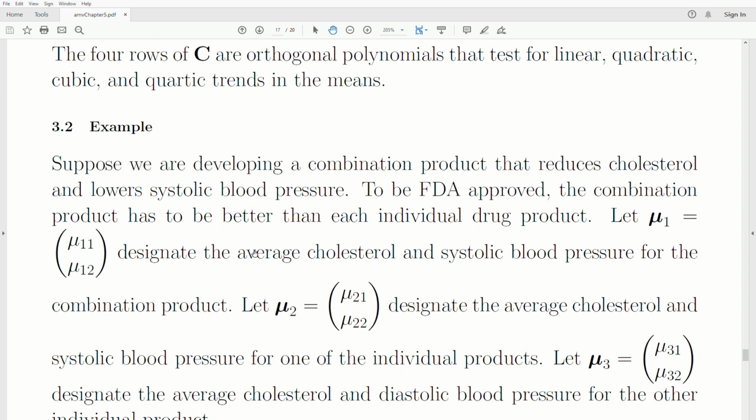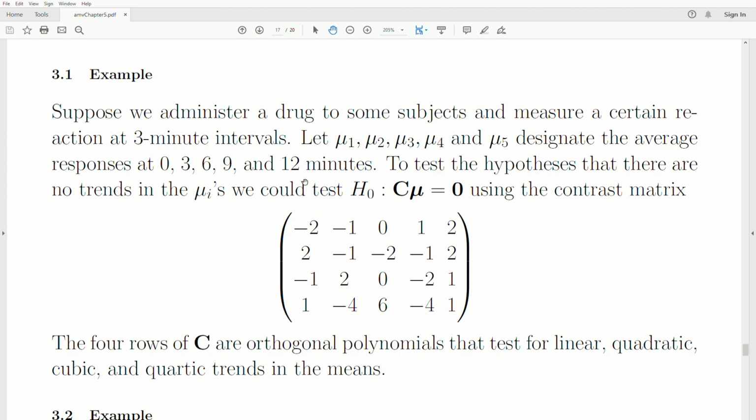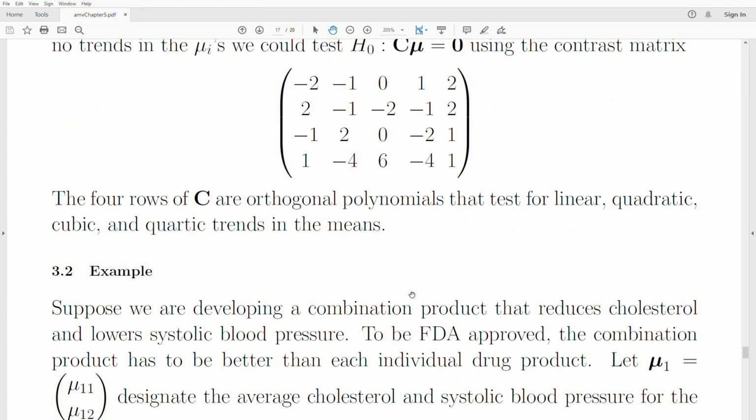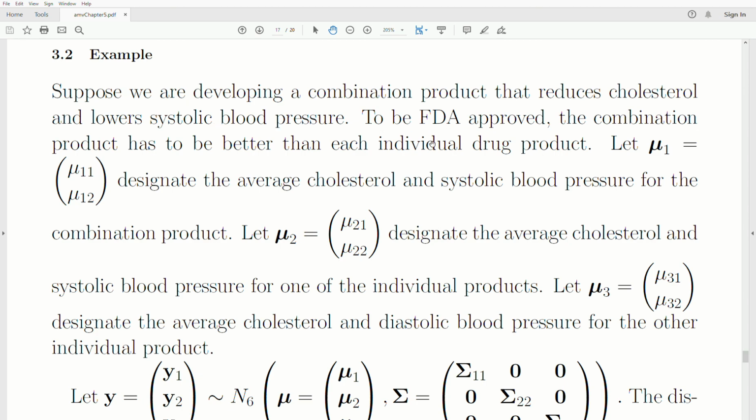Here's another example where we use profile analysis. Because it's repeated measurements and we're looking at some sort of trend analysis, this is often called a growth curve analysis, but it's really profile analysis. It's all generically the same, but you might see it as a growth analysis. So suppose we're developing a combination product that reduces cholesterol and lowers systolic blood pressure at the same time.